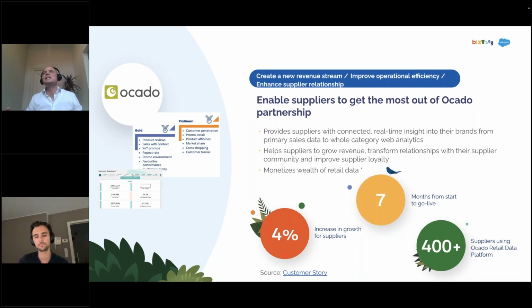So they are really doing everything possible to bind their suppliers closer to them and to make sure that as many new suppliers as possible are joining them also and selling their products through the Ocado platform. And that is working actually. 4%. So in a brief period, they reached already 4% more of sales by their suppliers.